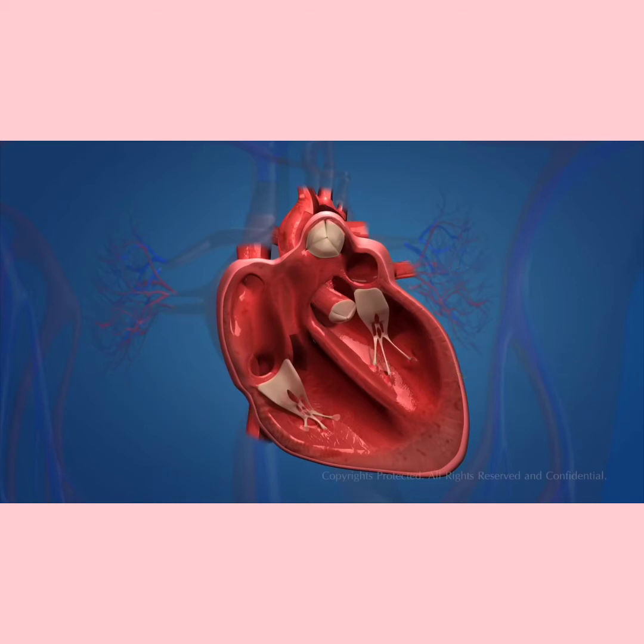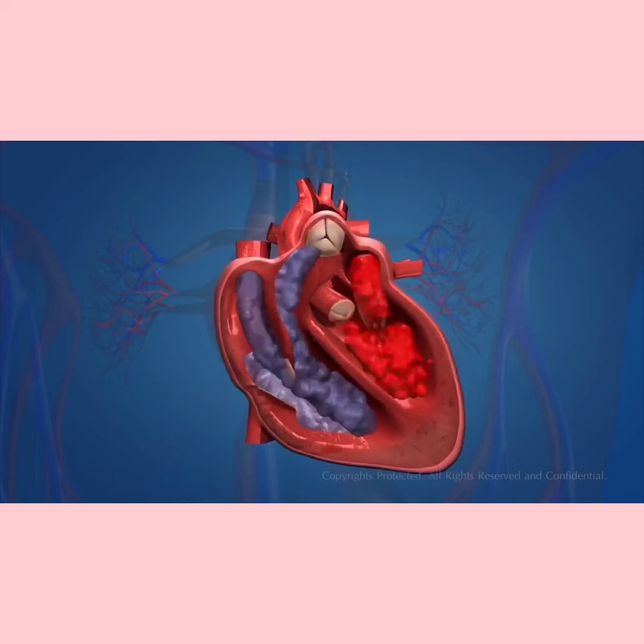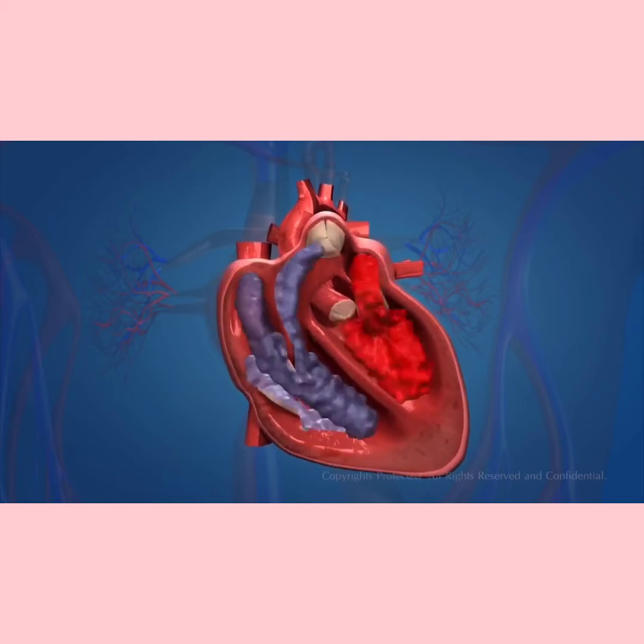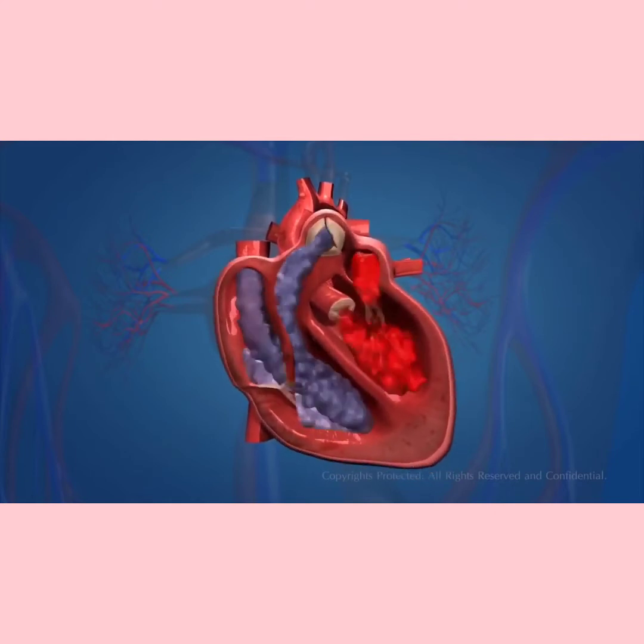There are 4 valves in the heart. These valves are the tricuspid valve, mitral valve, aortic valve, and pulmonic valve. These valves are one-way valves. Now, you have seen the structure of the heart. Let us find out how it works.